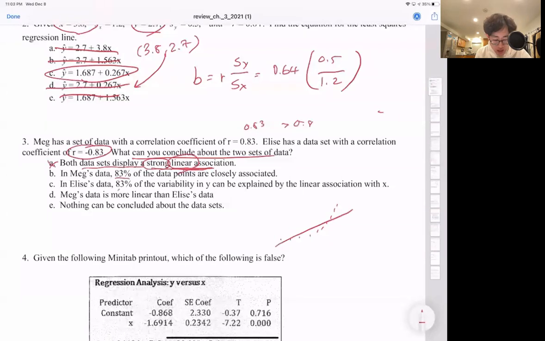0.83 does not have anything to do with 83% of something. You talk about percentages when we're talking about r squared, however. Meg's data is more linear? No, because they have the same r value doesn't mean that one is more linear than the other. So nothing can be concluded. That should be the correct answer here.